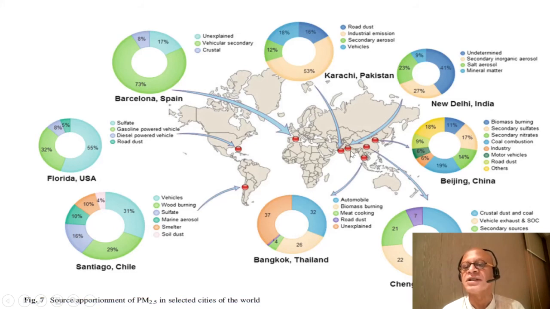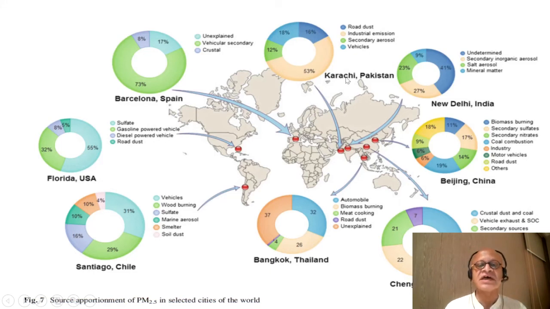Let's look at New Delhi here. Undetermined sources are large: secondary inorganic aerosols, salt aerosols, and mineral matter. Let's look at Beijing here. Biomass burning, secondary sulfates, secondary nitrates, coal combustion, industry, motor vehicles, road dust, and others.